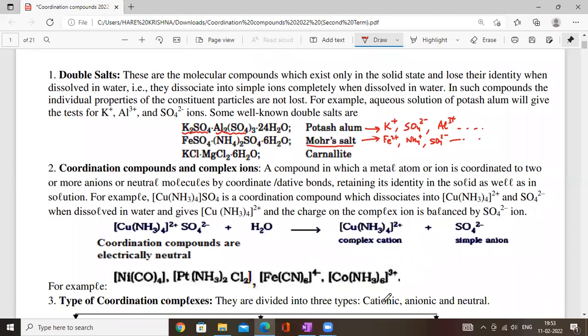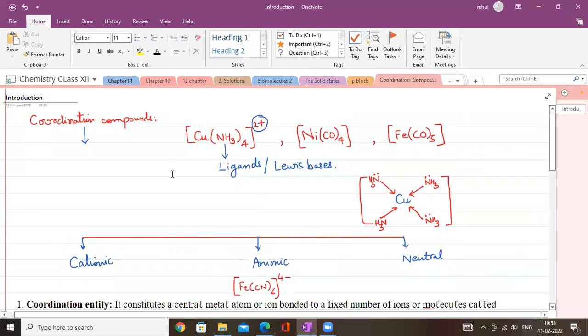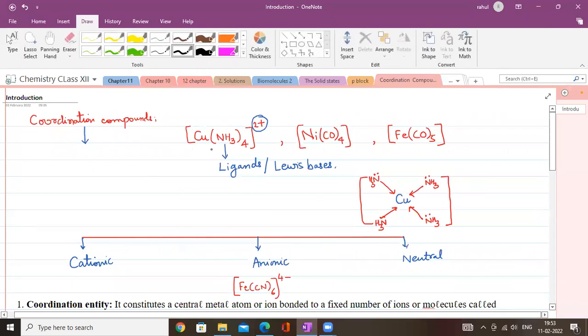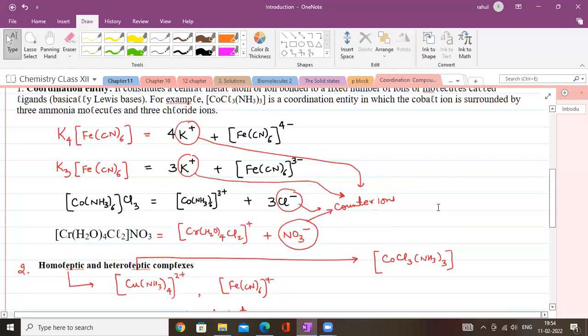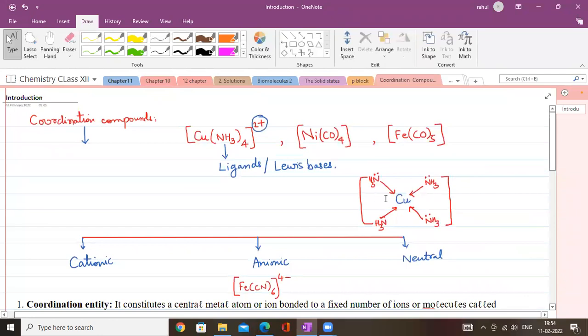The things will become clearer if I talk about a coordination compound. A coordination compound consists of a central atom, which is a d block element with vacant d orbitals. As we have done in d block elements, the transition elements have the tendency to accept lone pairs of electrons from the ligands, which act as Lewis bases capable of donating a lone pair of electrons to this central atom.